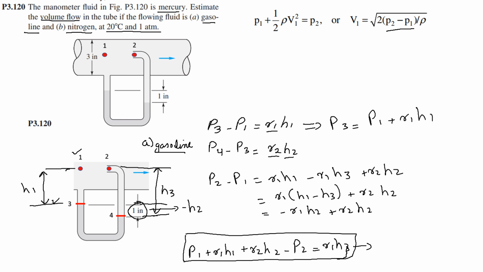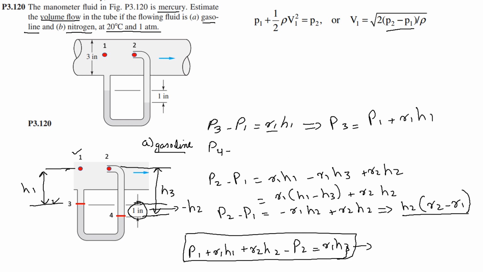So now taking H2 as a common factor and arranging this, what we are going to get is H2 times gamma 2 minus gamma 1. So this is what our P2 minus P1 will be equal to, and this is what we are going to use to find the differential pressure between point 1 and point 2.